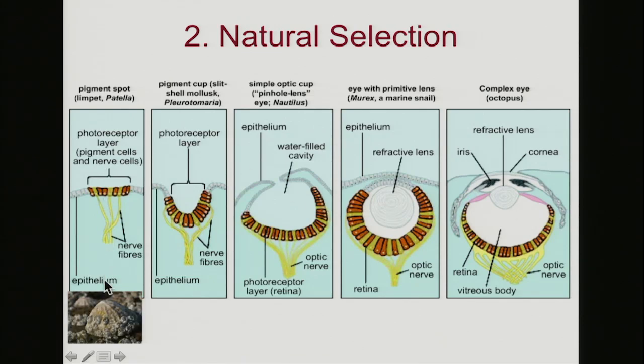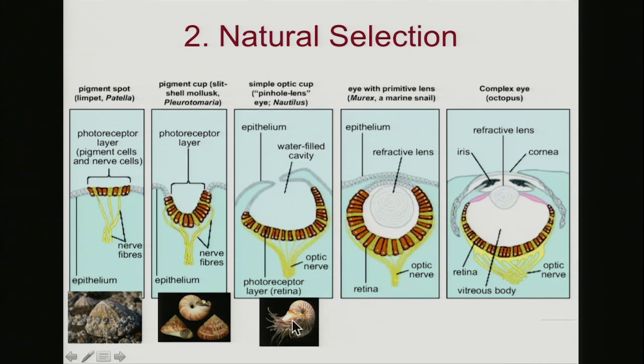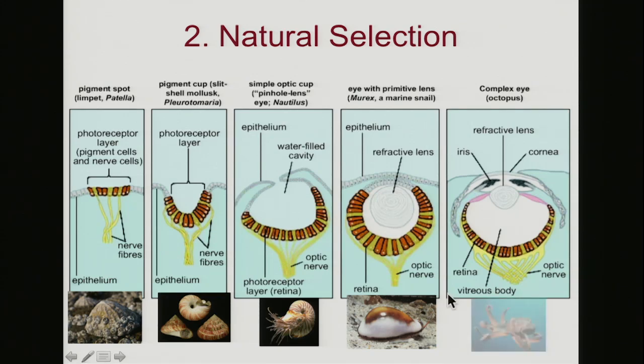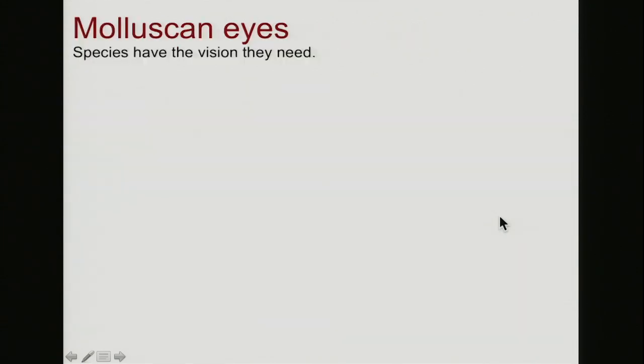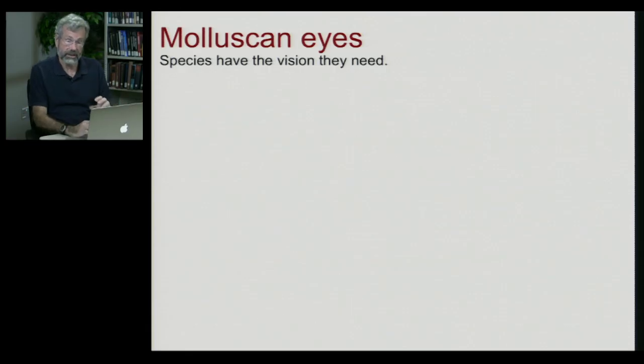So, what we have are these limpets with a very simple photoreceptor, these slit shell mollusks with a cupped receptor. Here's a nautilus that has the pinhole lens, this murex that has the beginnings of a lens or a simple lens, and then there's our real superstar, the octopus. So these mollusks have a diversity of visual systems, and it turns out that they have the vision, pretty much all the vision that they need.